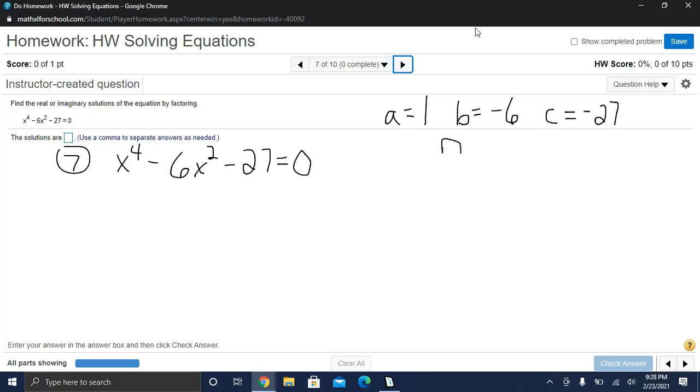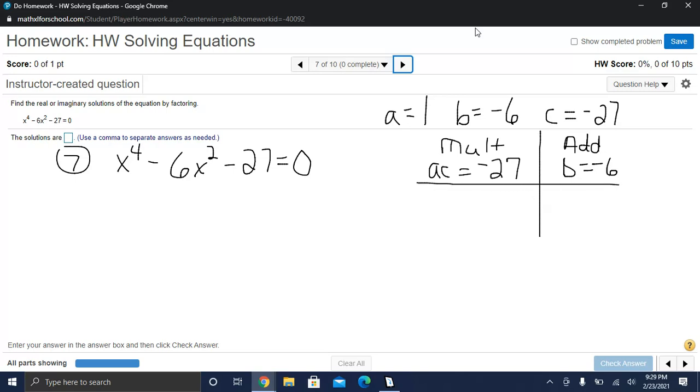So we can look to see what multiplies to give me my AC. AC is negative 27. And what will add so that I get B, which is negative 6. So I can think about my multipliers to 27. I have 1 and 27. 2 does not work. 3 does. 3 and 9. Now, if I make the 9 a negative, then 3 times negative 9 will be negative 27. And 3 plus negative 9 will add to give me negative 6.